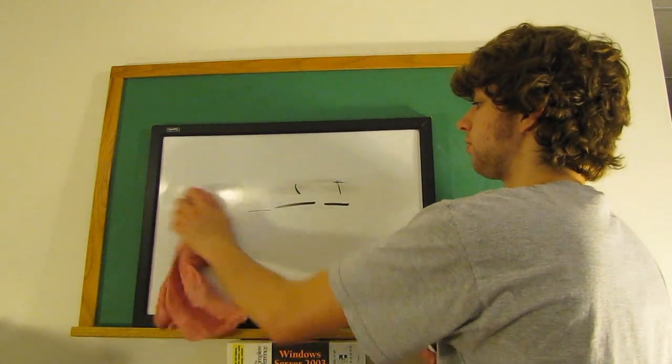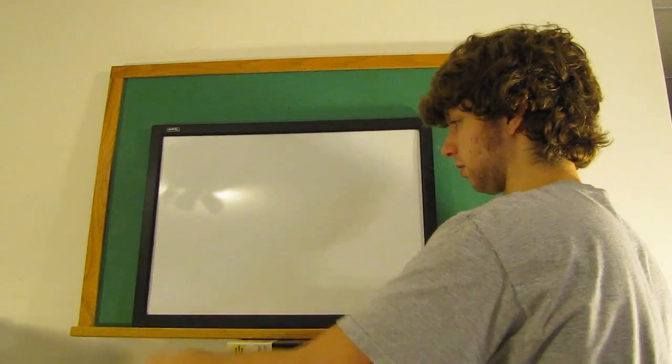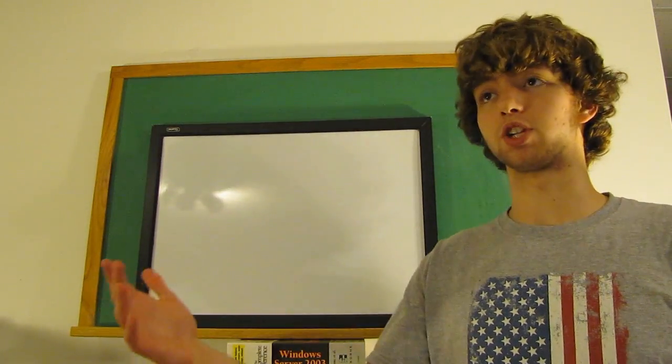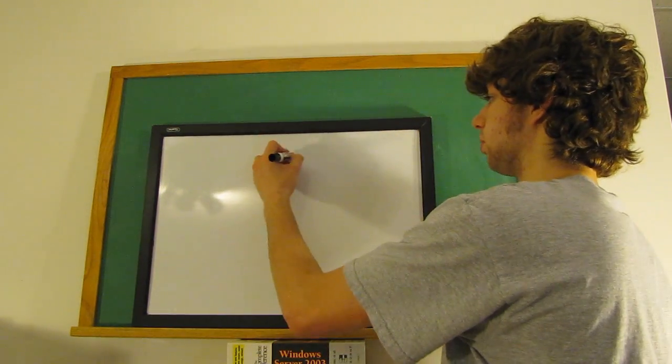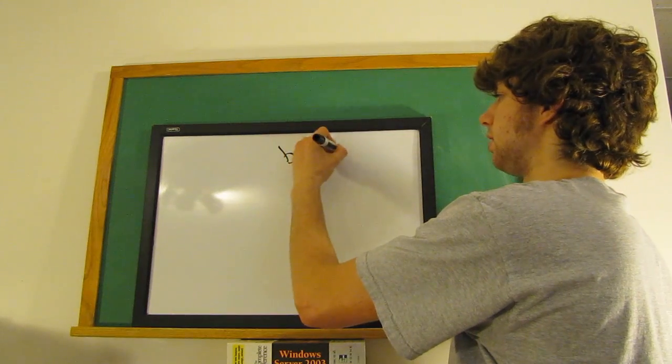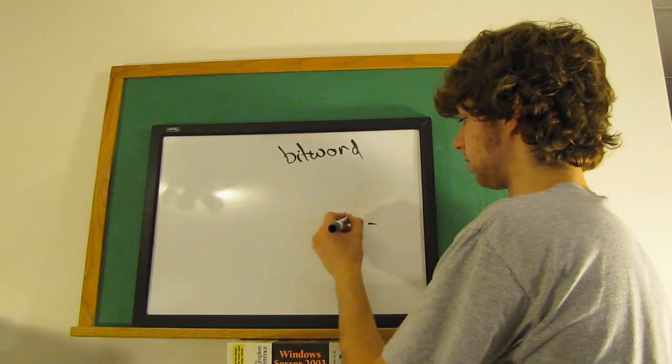So in computer programming, or pretty much anything dealing with computers, when we need more possible values, we're going to have a larger bit word, which if you remember what that means, that's just how many locations we have.